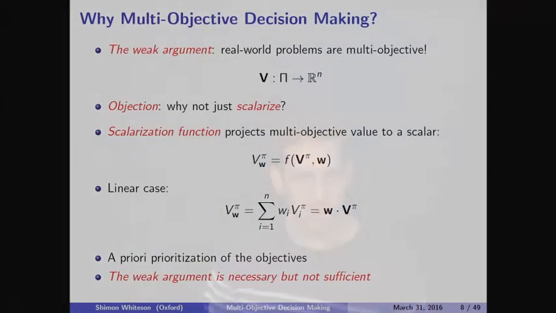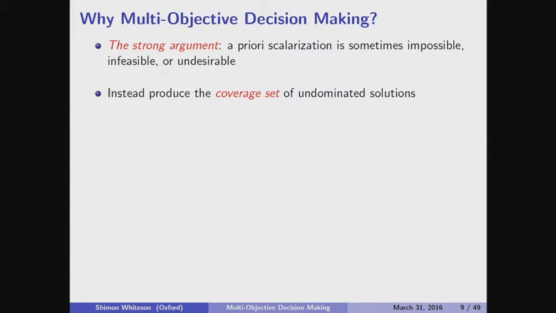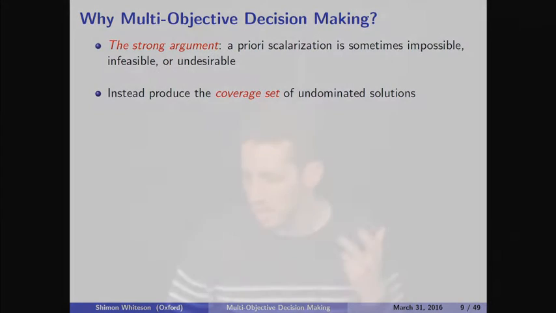To respond to the devil's advocate's objection, we need to make a strong argument. So the weak argument is necessary but not sufficient. The strong argument says this a priori scalarization is sometimes impossible, infeasible, or undesirable. And in such cases, it's not sufficient to take a single objective method which will give us one policy as a solution. Instead, what we need to do is produce a coverage set of all undominated solutions, all solutions that could possibly be optimal when later we perform the scalarization that now we are unable or unwilling to do.